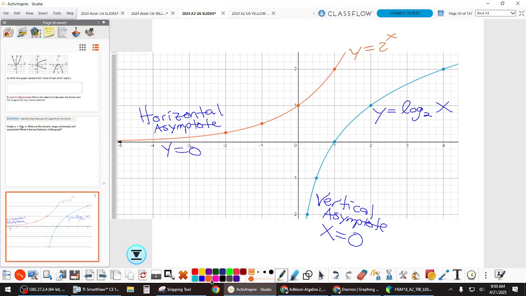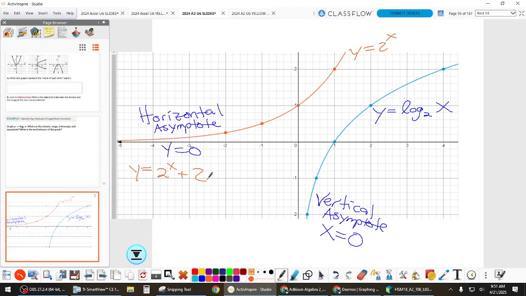Can you give me a function rule that would shift the horizontal asymptote to 2? Well, let's do 1 so I can graph it. Y equals what? 2 to the x is our parent graph. How do we shift that horizontal asymptote up? Plus 2? Yeah, so plus 2 at the end, that raised the horizontal asymptote, correct?